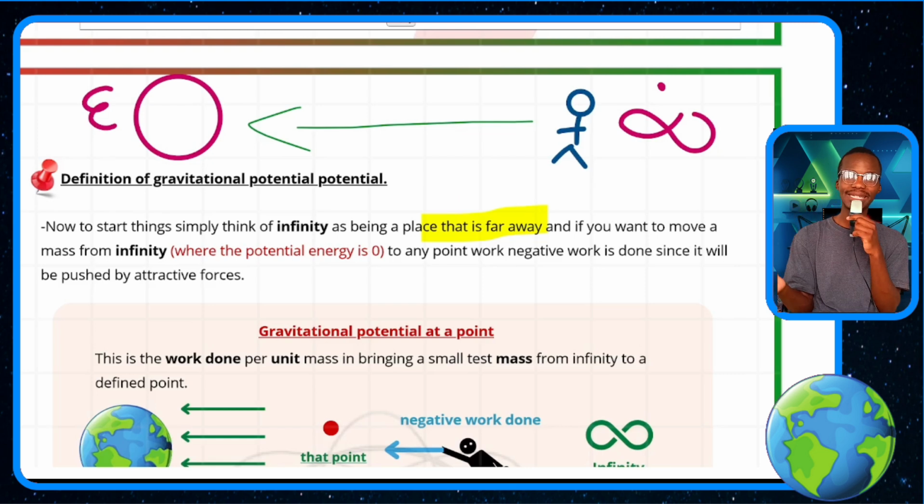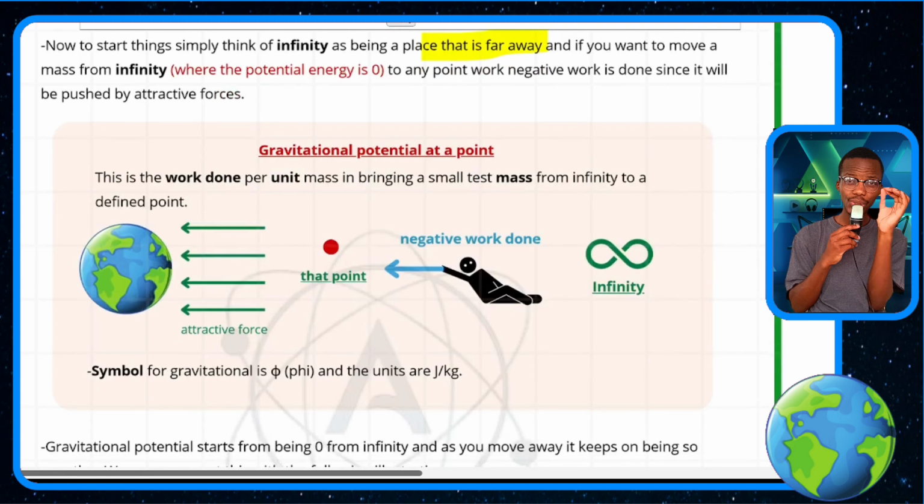So work is always going to be done on you if you're in a gravitational field. The gravitational field will always pull you down, pull you towards it. So you can now see that negative work will always be done. Gravitational potential is always negative, right? In a way.